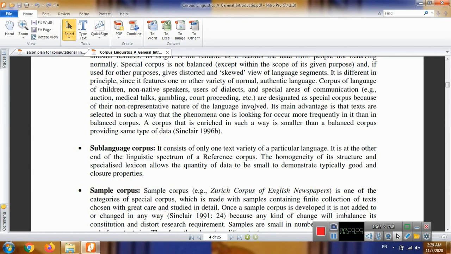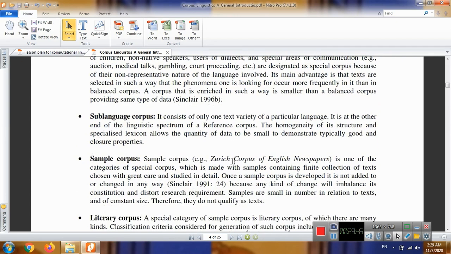Its main advantage is that texts are selected in such a way that the phenomena one is looking for occur more frequently in it than in a balanced corpus. A corpus that is enriched in such a way is smaller than a balanced corpus providing the same type of data.